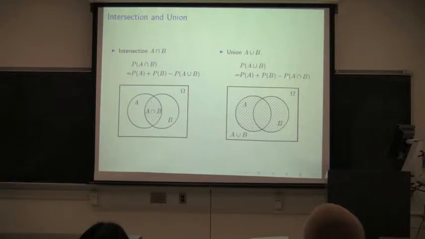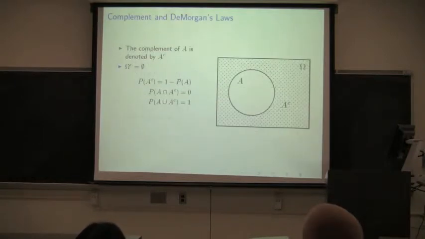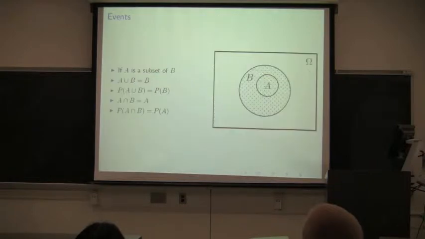This is what we've seen so far for the non-overlapping case. But if they overlap, then we're double counting this part for the union. We have to subtract it. The complement of an event is the rest, and together, of course, the probabilities sum to 1. An event can be a subset of a different event, in which case their probabilities are related by these rules.